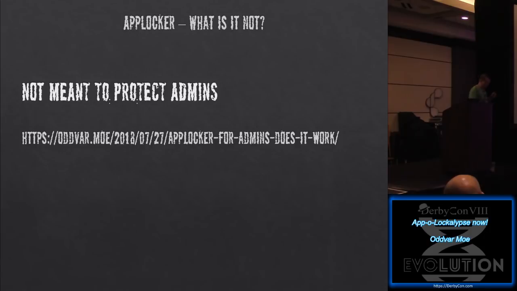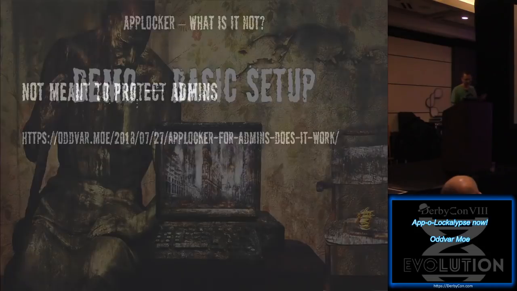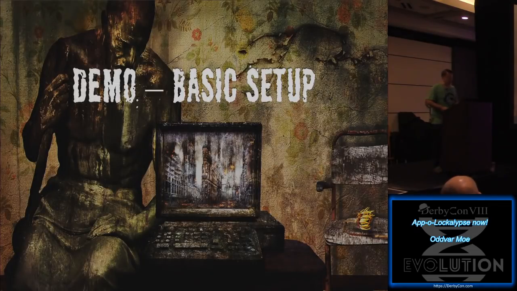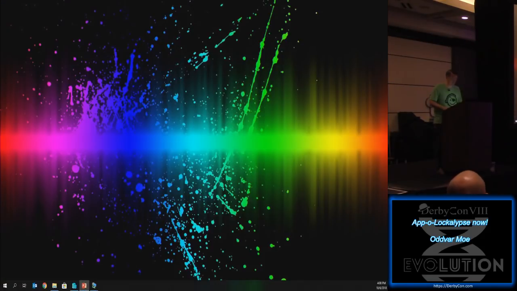Another important thing: it's not meant to protect against admins. Because if you're an admin, AppLocker is easy to bypass. For real, it is. I have a blog post about it, so if you're interested in why, you can read about it there. Okay, so let's go over some basics. Let's configure our AppLocker policy from the start. Let me show you how easy it is.